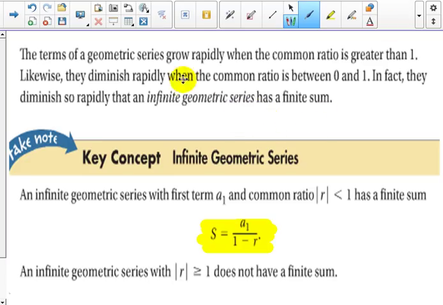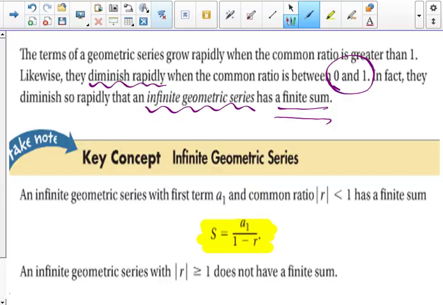Okay, so let's move on to our last problem set, and this goes with problem 3, and we need to learn that the terms of a geometric series will grow rapidly when the common ratio is greater than 1. Sort of like an exponential series, right? It starts out slow, then it shoots off. So likewise, if they grow rapidly, that means they're going to diminish rapidly when the common ratio is between 0 and 1. So in fact, they diminish so rapidly that an infinite geometric series has a finite sum.